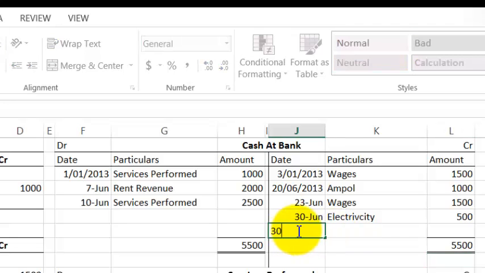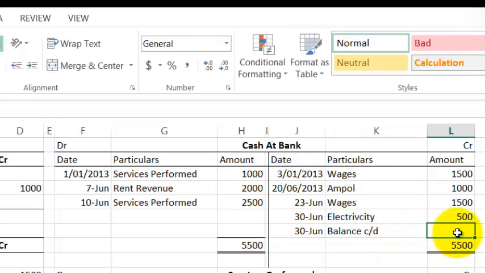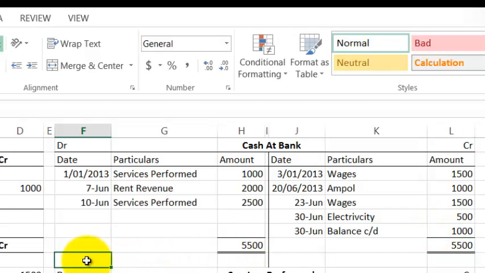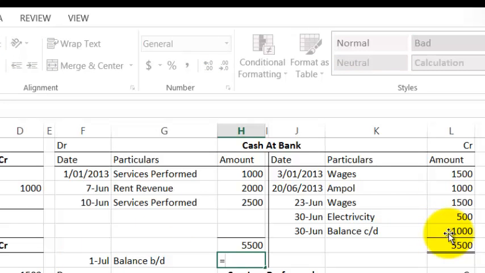So let's put the date in. It's balance carried down. And when you do the maths on this, you'll find that the balancing figure is $1,000. So what I must do to keep the running balance going the next month, which is the 1st of July, I'll bring my balance down, and that's that item there.